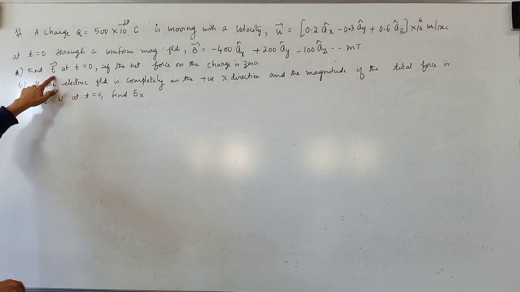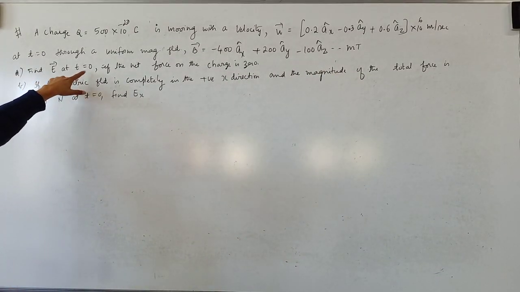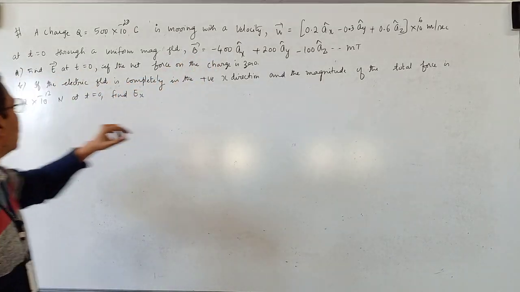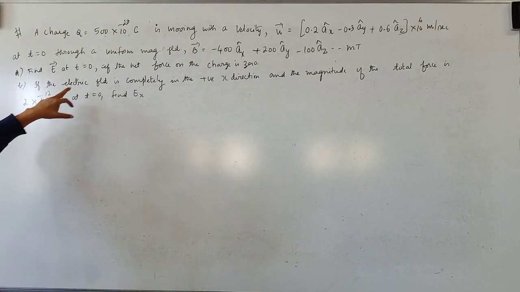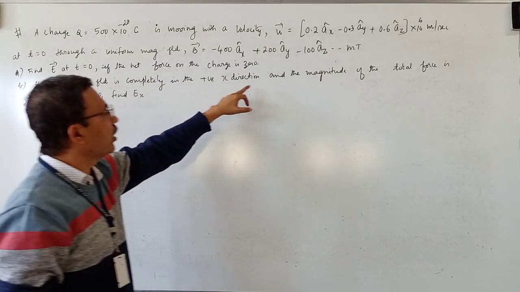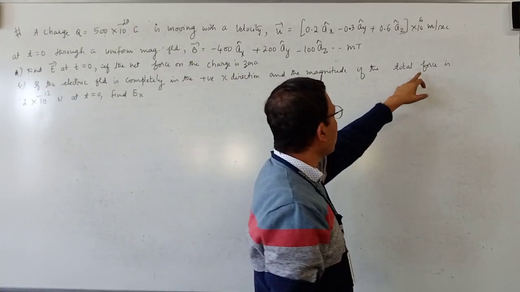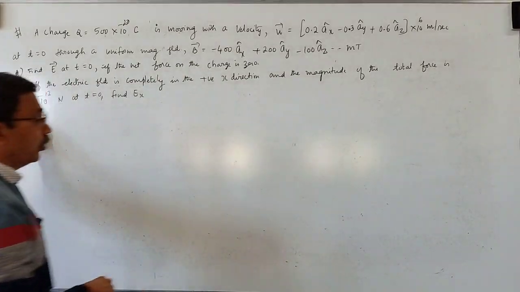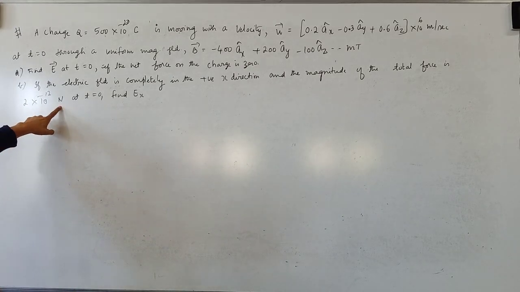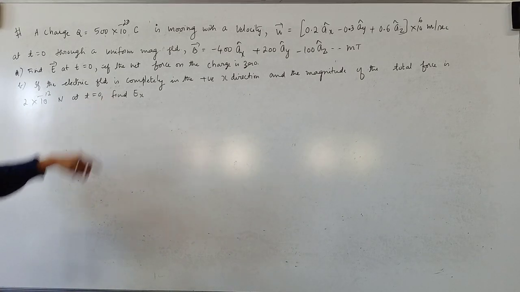Part A, find vector E at t equal to 0 if the net force on the charge is 0. Part B, if the electric field is completely in the positive x direction and the magnitude of the total force is 2 into 10 to the power minus 12 newtons at t equal to 0, find Ex.